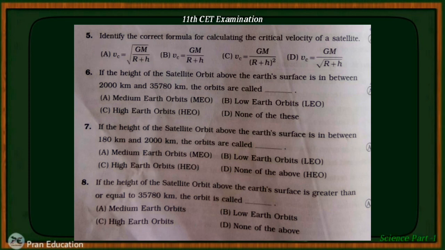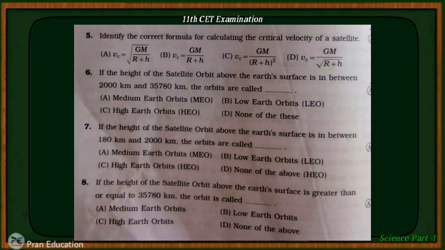Sixth, if the height of the satellite orbit above the Earth's surface is between 2000 km and 35,780 km, the orbit is called dash. Options: A, medium Earth orbit MEO. B, low Earth orbit LEO. C, high Earth orbit HEO. D, none of these. The correct option is option A, medium Earth orbit MEO.